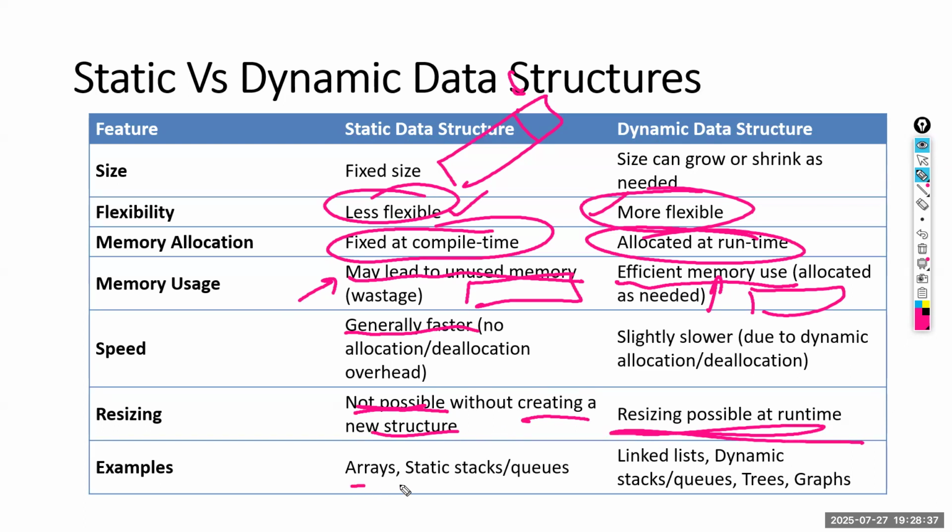So arrays, static stacks, static queues, those are static data structures. Dynamic stacks, dynamic trees, graphs, linked lists, those are dynamic data structures. When you work on a particular data structure and its implementation, always think: is this a static implementation? Is this a dynamic implementation? Am I using a built-in static data structure? Am I using a dynamic data structure?